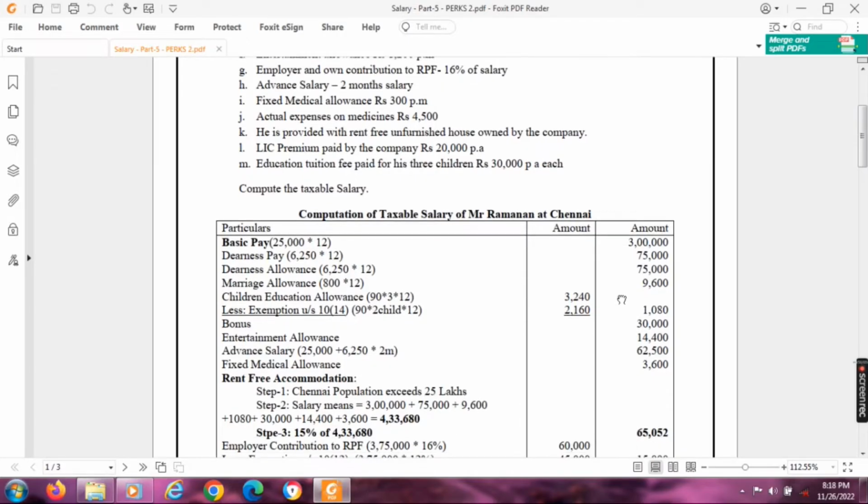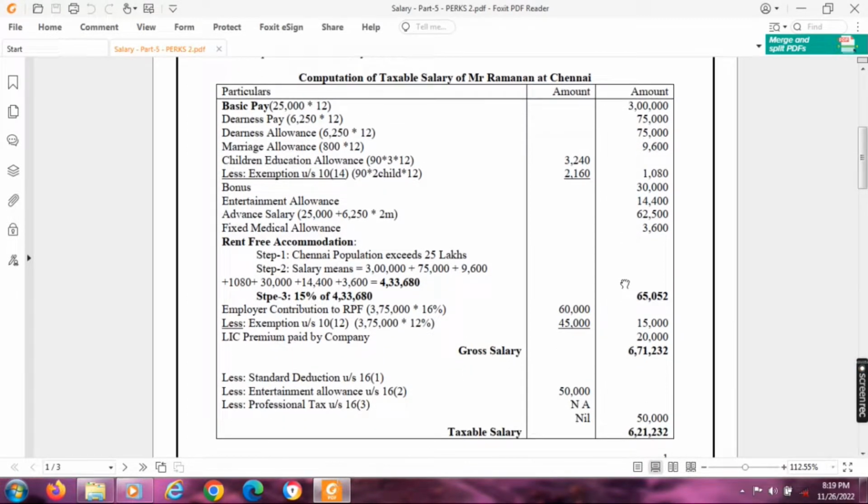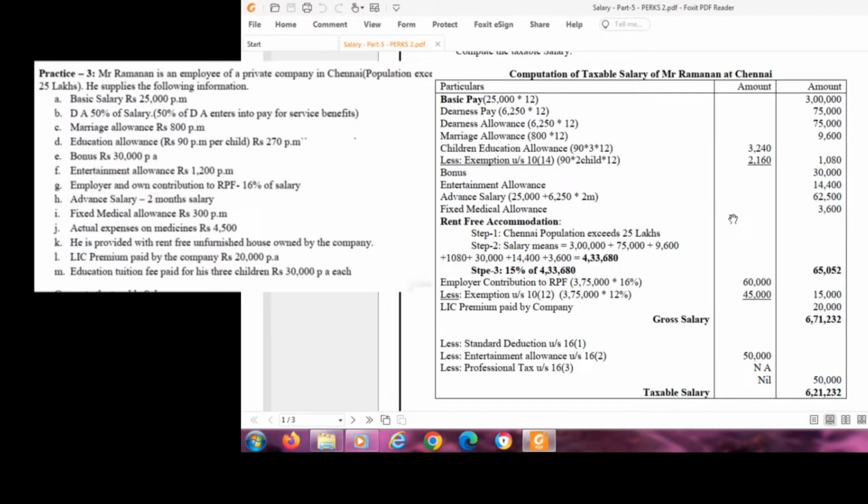Salary Part 5, under that PEX Part 2. This is Practice 3. Mr. Ramanan is an employee of a private company in Chennai, population exceeds 25 lakhs. He supplies the following information: basic salary, DA, marriage allowance, education allowance, bonus, entertainment allowance, employer and own contribution to RPF, advance salary, fixed medical allowance, actual expenses on medicines. He is provided with rent-free unfurnished house, LIC premium paid by the company, education tuition fee paid for his three children.